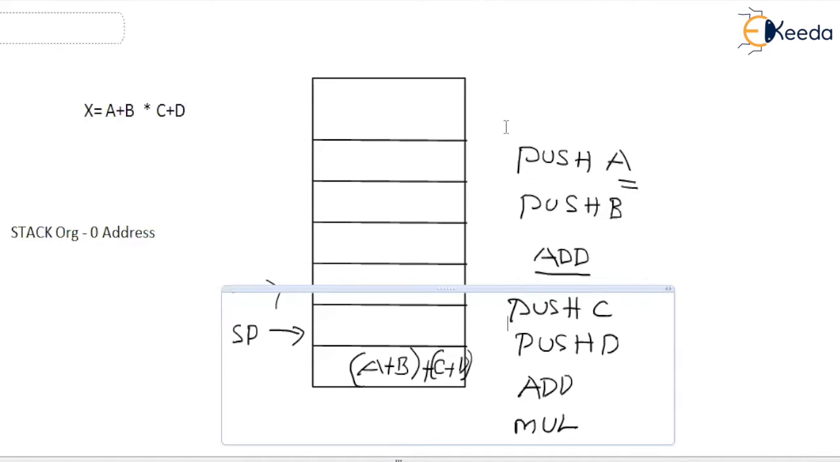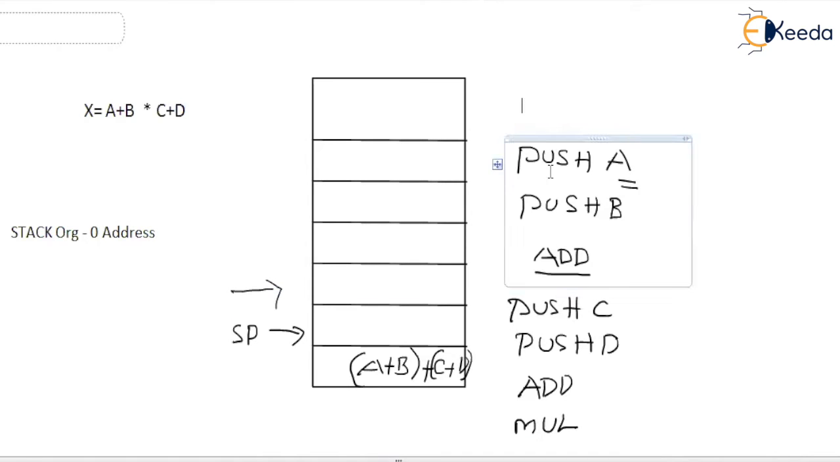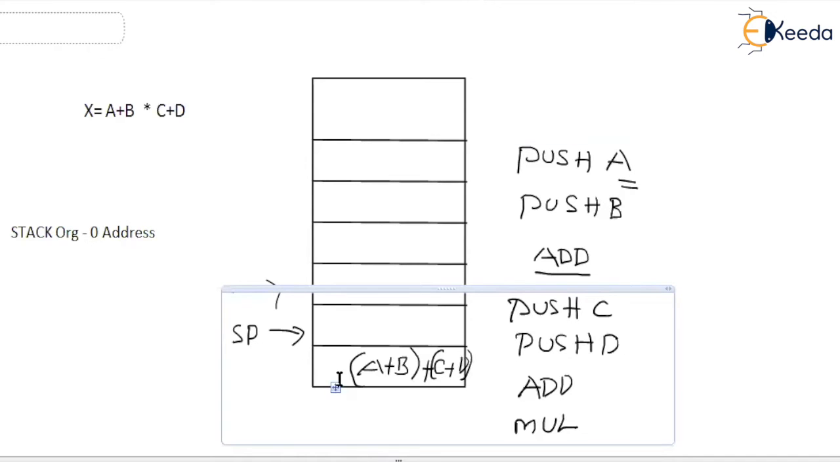So initially, in order to evaluate this, push A will be pushed here, push B will get pushed here. What do I need to perform? Add.